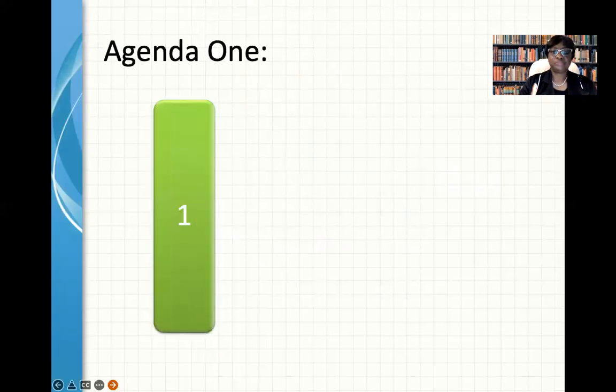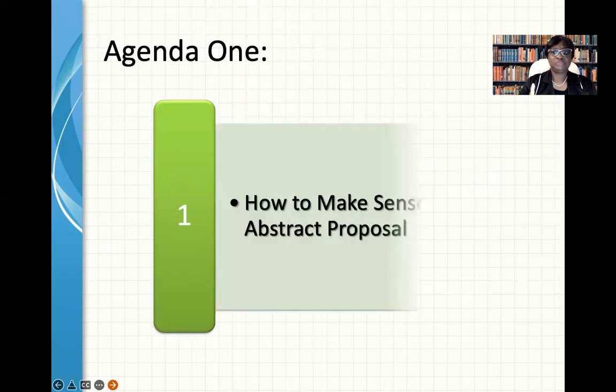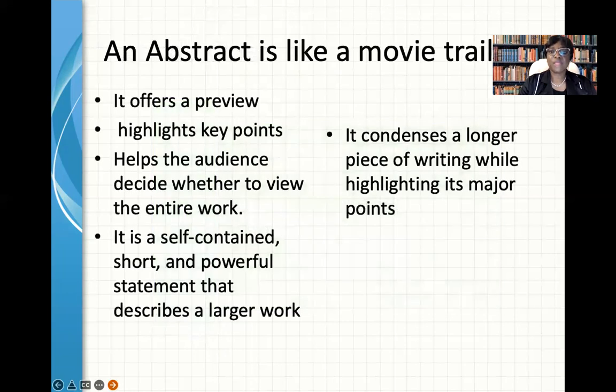Agenda 1. How to make sense of abstract proposal. And that is what today's episode is all about. I said it initially, I said that an abstract is like a movie trailer. Let me now highlight some points that you find in any movie trailer. And that is what is expected to be in an abstract too.